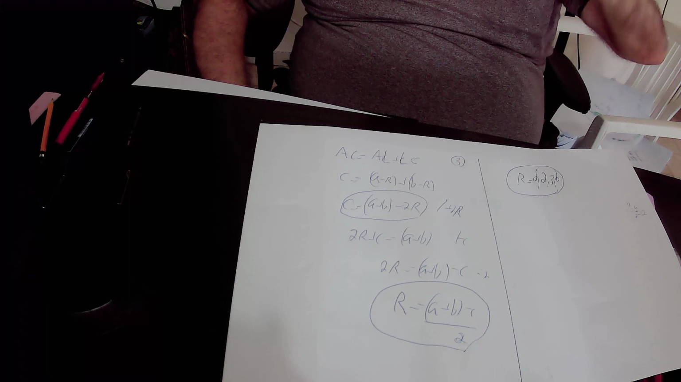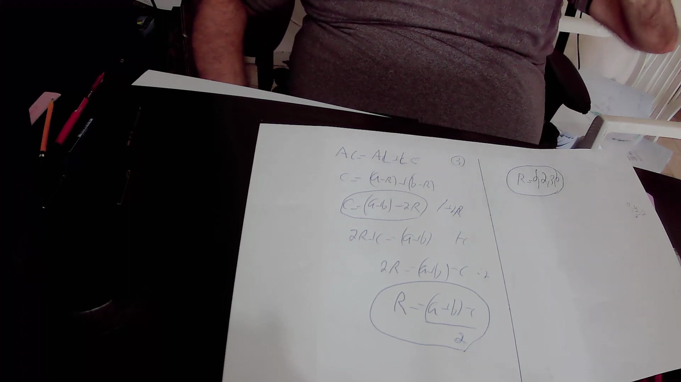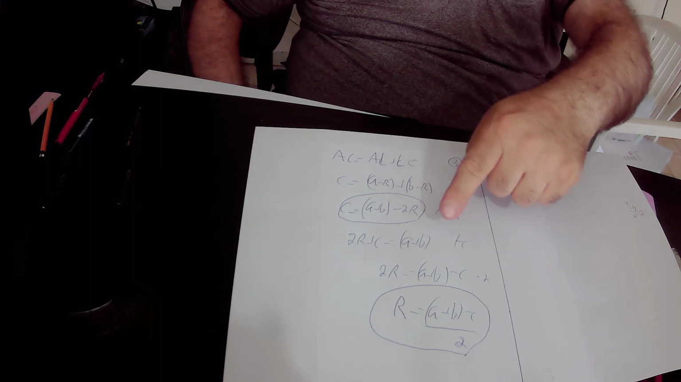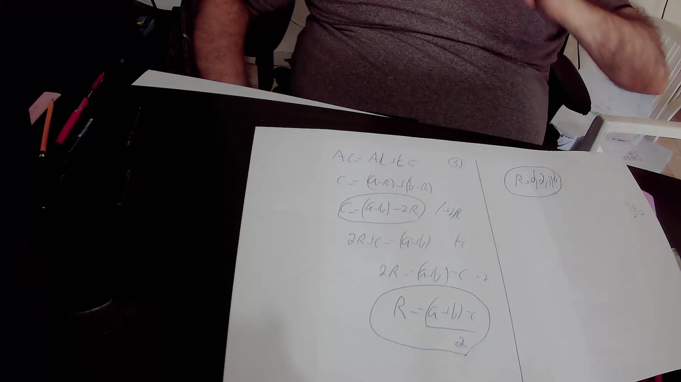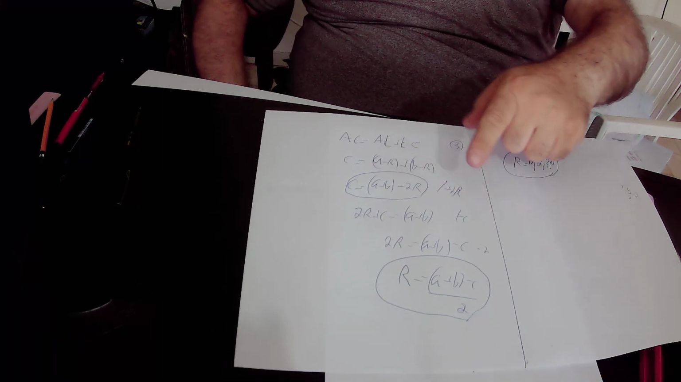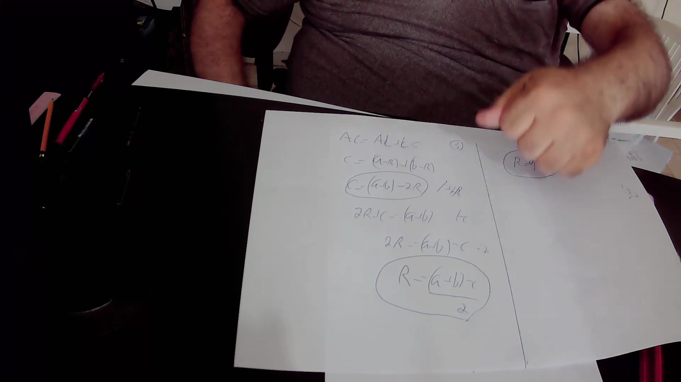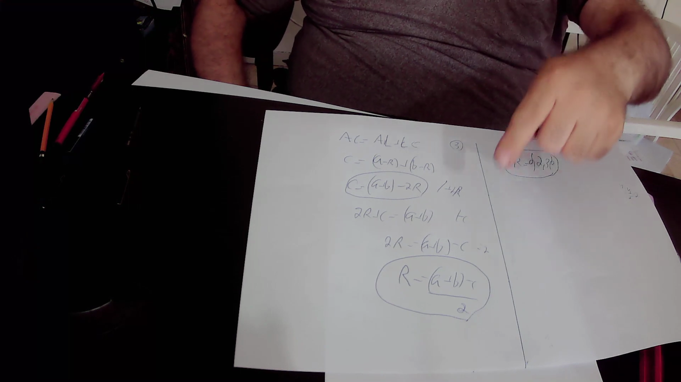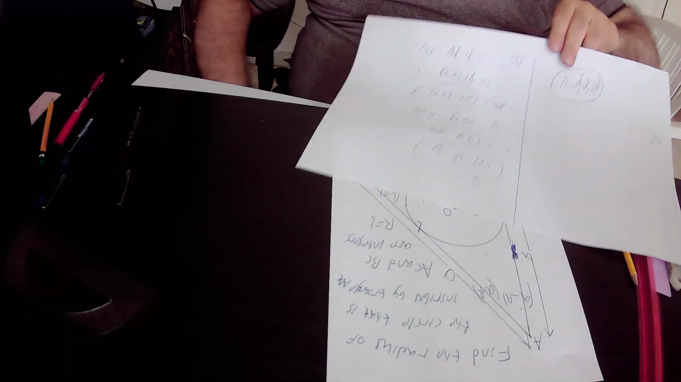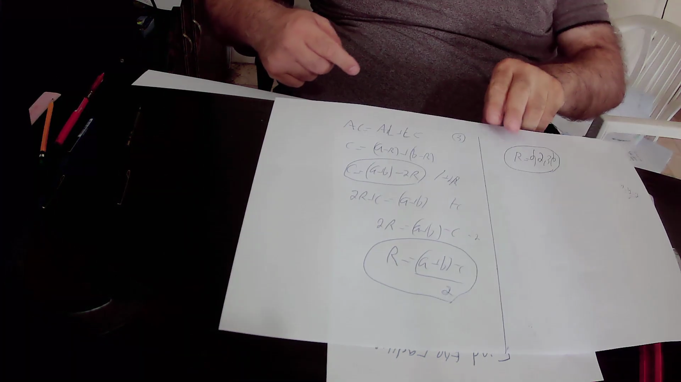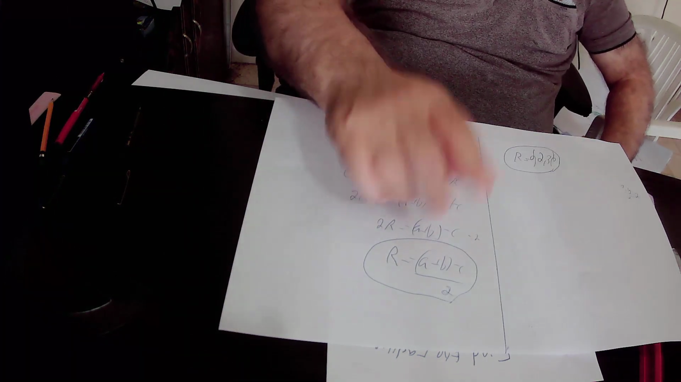So in conclusion, C equals A plus B minus 2R. We added 2R to this equation and found out that 2R plus C equals A plus B. We subtracted C from this equation and found out that 2R equals A plus B minus C. We divided this equation by 2 and we found out that the radius of this circle that is described by the right triangle ABC equals (A plus B minus C) over 2.